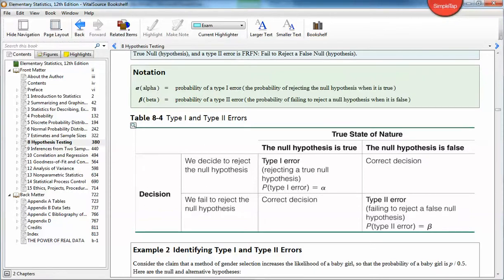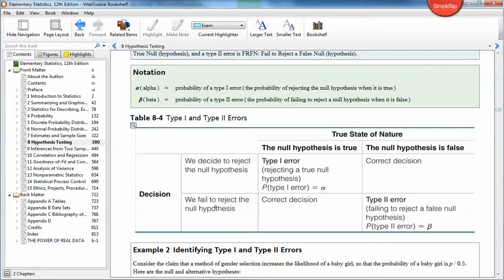This says we decide to reject the null hypothesis. The null hypothesis is true, but if we rejected the null hypothesis, that's a type 1 error. If we decide to reject the null hypothesis and the null hypothesis is false, then we made the correct decision. And hopefully that's what we would do most of the time.